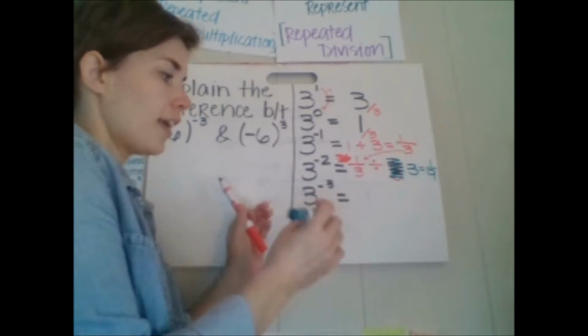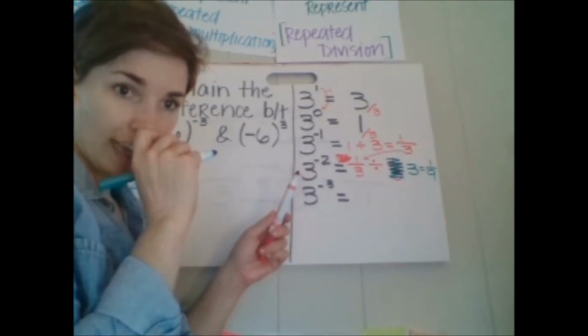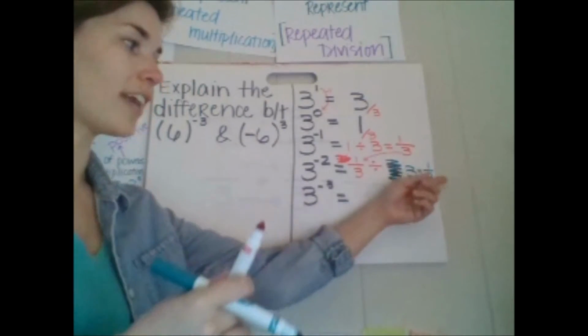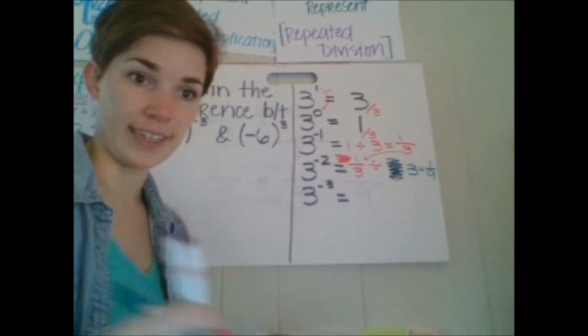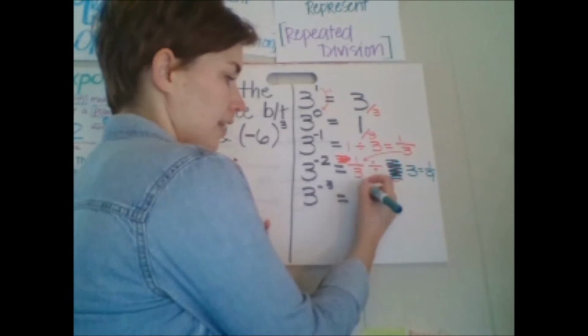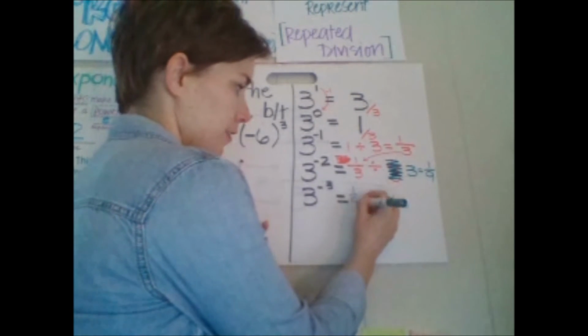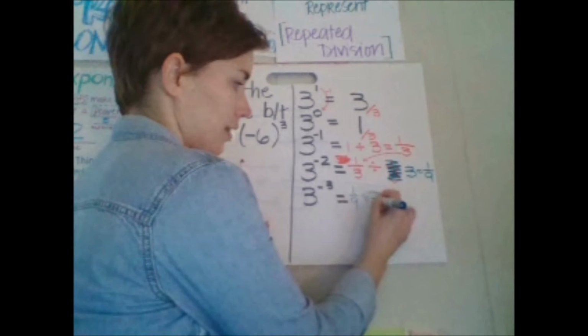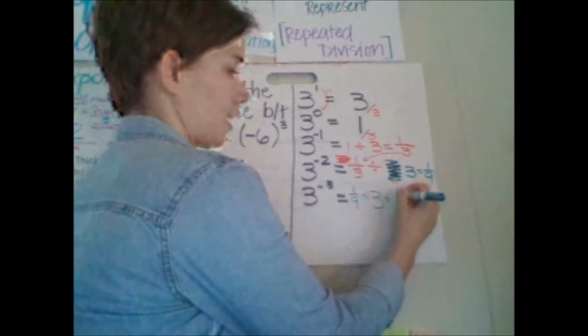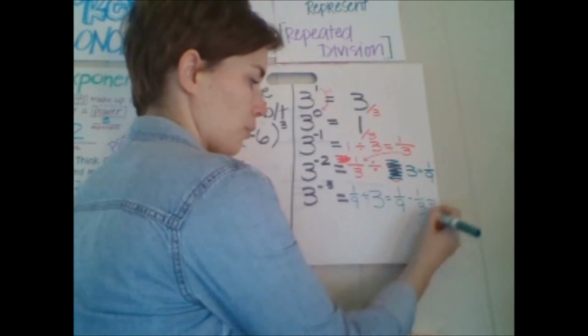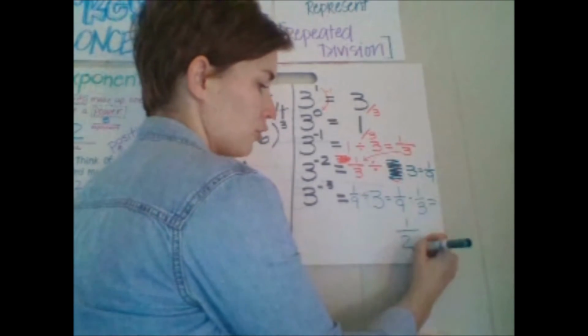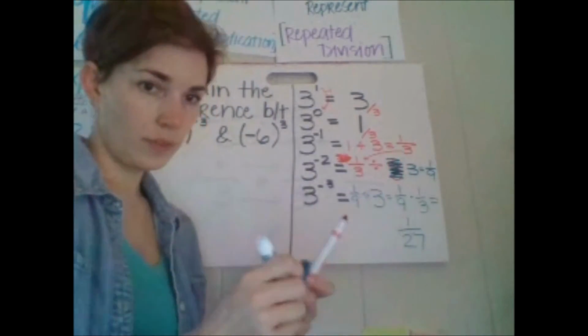Okay. Now, if we were to solve out 3 to the negative 3, we're going to take 1/9 and divide it by 3, going through that whole process again. So we could write it as 1/9 divided by 3. It's going to end up looking like 1/9 times 1/3, and we're going to end up with 1 over 27. Now, you should be noticing a pattern, okay?